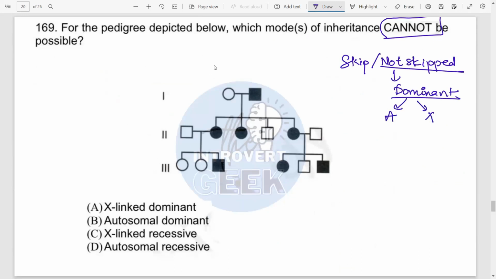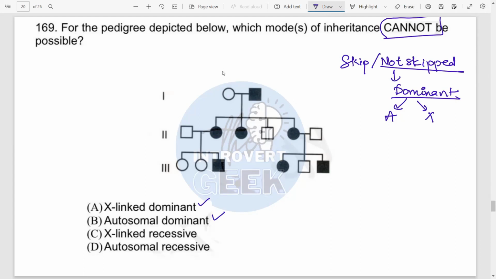Now, as you can see, for skipping or not, you should check the parents. Now, see, in this pedigree, one of the parents has the disease trait. So, see, at least one of the progeny has. Similarly, here one parent has, so at least one progeny has. One parent has means at least one progeny has. So, straight away, we can conclude that this trait is a dominant trait. So, by default, your X-linked dominant and autosomal dominant will definitely be possible. So you don't even have to check for that. Anyways, they're asking you not possible, right? So these two are definitely possible.